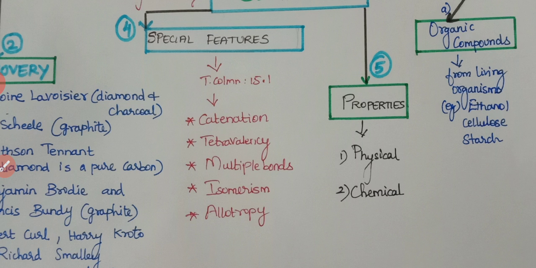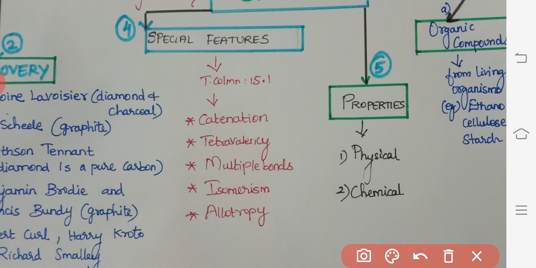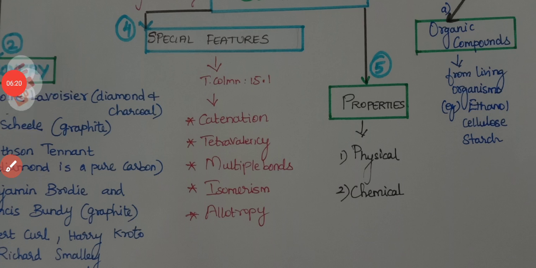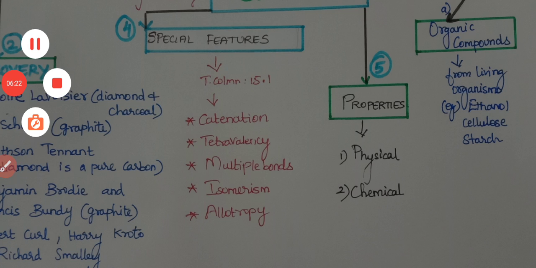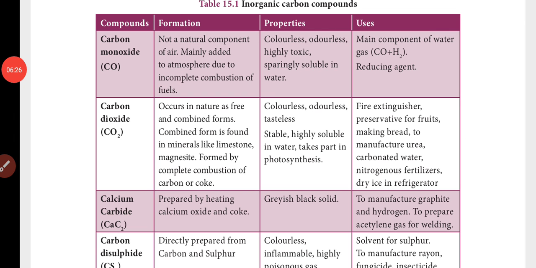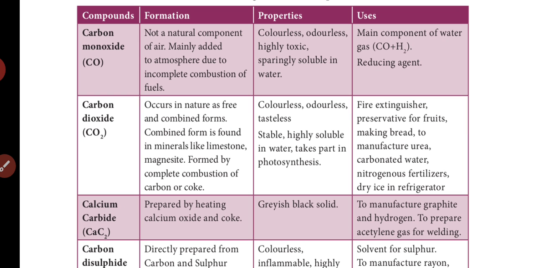Okay, so now we will see in brief the special features of carbon. So what are the special features? Catenation, tetravalency, multiple bonds, isomerism and allotropy. This is the tabular column given in the book, page number 174, for the special features of carbon compounds. So you have 4 columns here: compounds, formation, properties and uses.